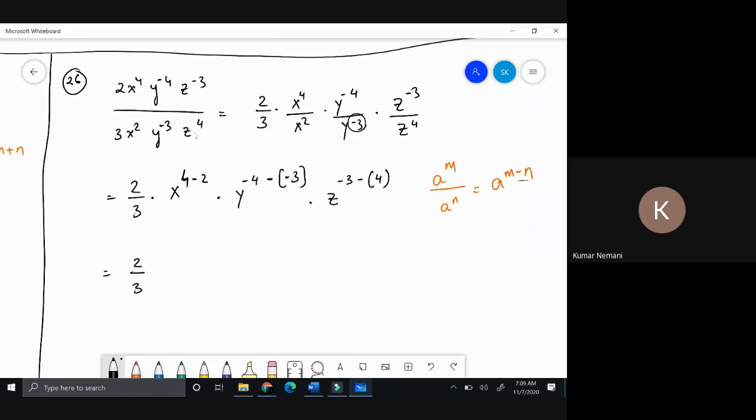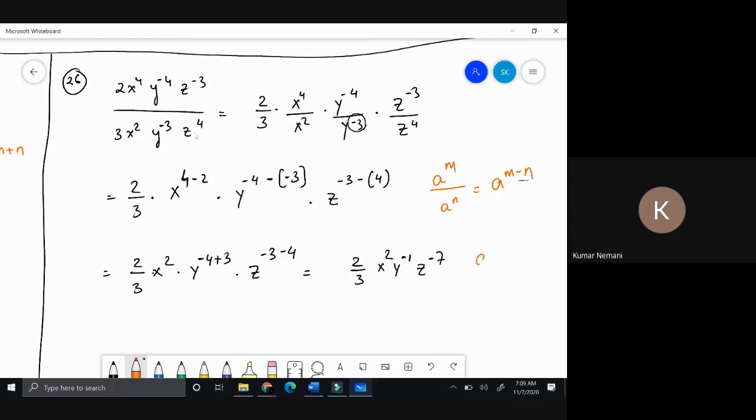2 over 3. x power 4 minus 2 is x square. y power negative 4 minus of minus becomes plus, so y power negative 4 plus 3, and z power negative 3 minus 4. Now simplifying this, you're going to get x square, y power minus 4 plus 3 is y power minus 1, and z power negative 3 minus 4 is z power negative 7.